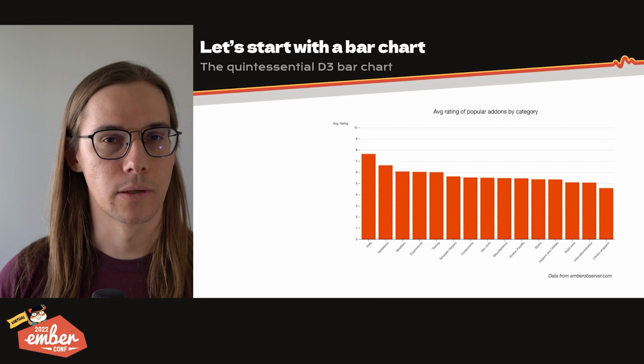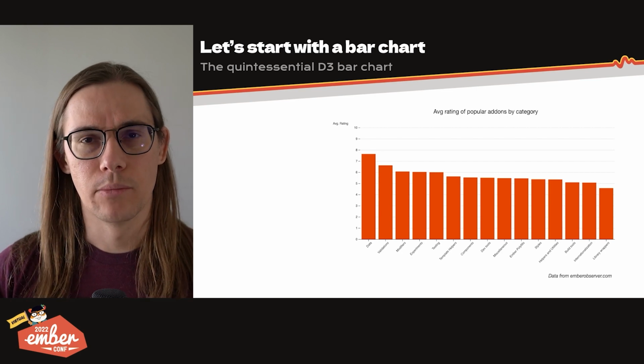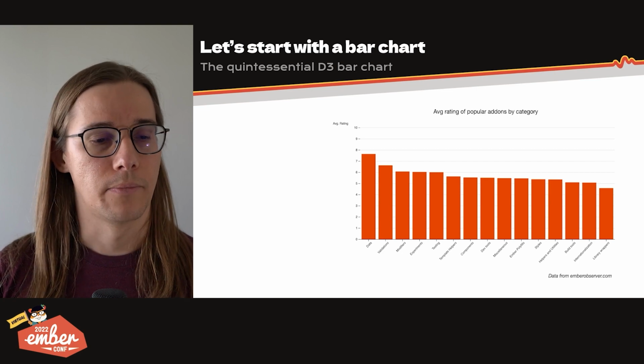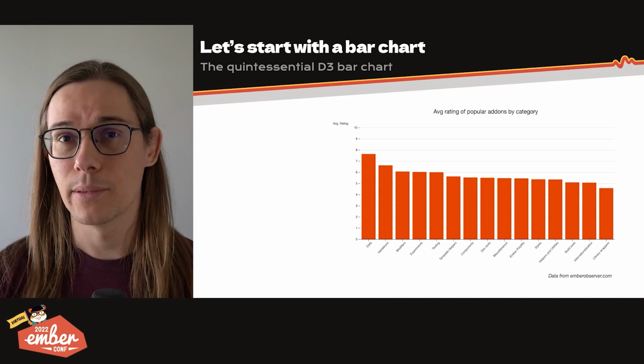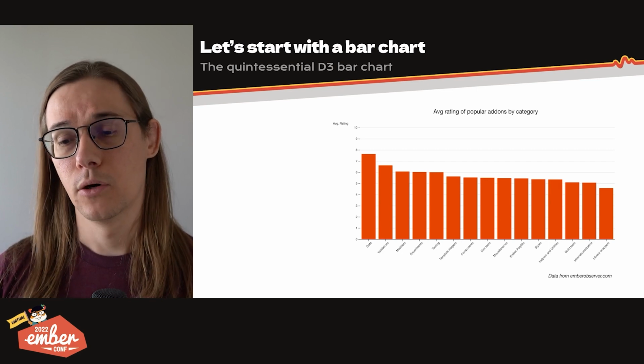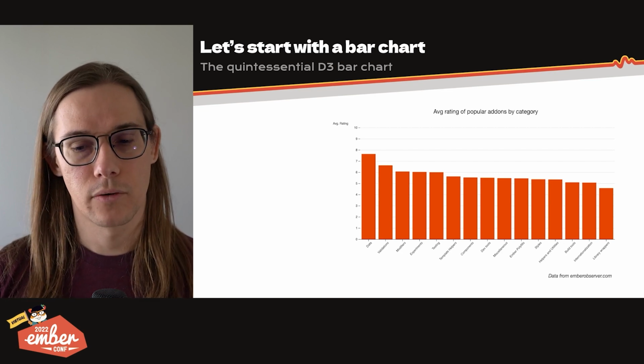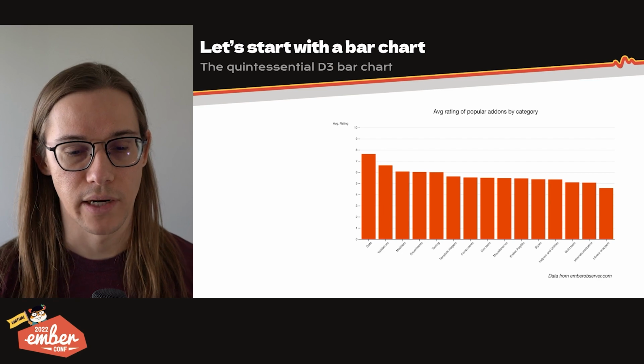So let's just start with the bar chart. This is the quintessential D3 bar chart. I actually just took the code straight from the Observable notebook that the D3 authors published, and then I replaced the data with data from Ember Observer. So here are the average ratings of popular add-ons by category, sorted descending by average rating.